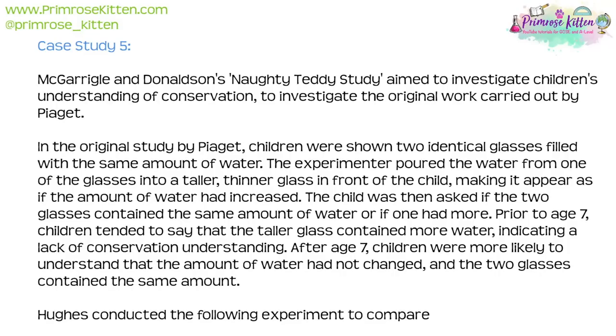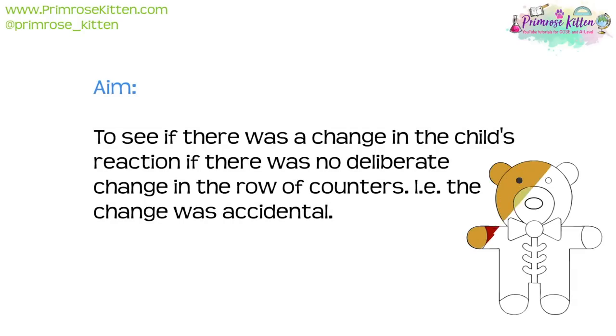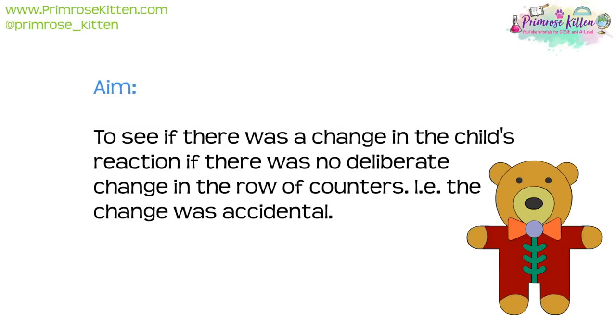McGarrigle and Donaldson conducted the following experiment to compare conservation skills in children. Their aim was to see if there would be a change in the child's reaction if there was no deliberate change in the row of counters, i.e. if the change was accidental.